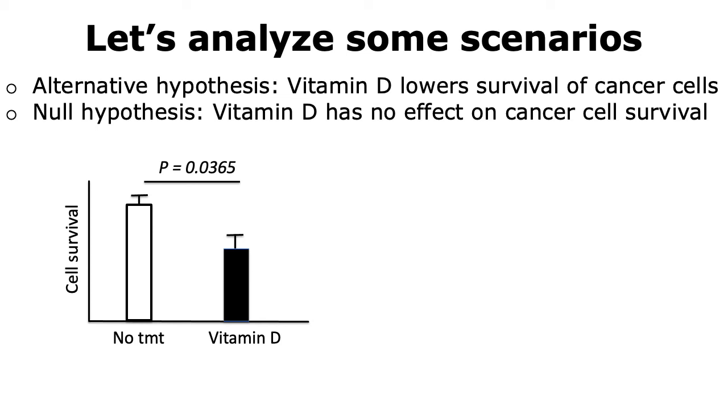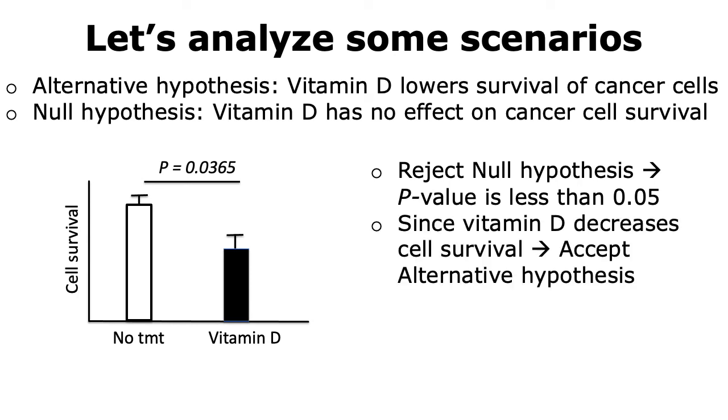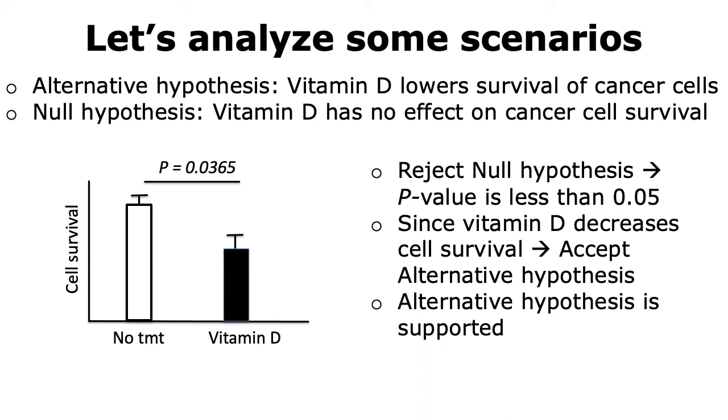Let us now look at another scenario where the p-value that was calculated between these two groups turned out to be 0.0365. Since the p-value is less than 0.05, we will reject the null hypothesis. Now, to determine whether the alternative hypothesis should be accepted or not, we have to look at the actual trend that our experiment shows. Since vitamin D treatment decreases cell survival, and that is what our alternative hypothesis stated, we will accept our alternative hypothesis, stating that vitamin D lowers the survival of cancer cells. Thus, in this scenario, the alternative hypothesis is supported, and we can observe a statistically significant decrease in cell survival when the cells are treated with vitamin D.